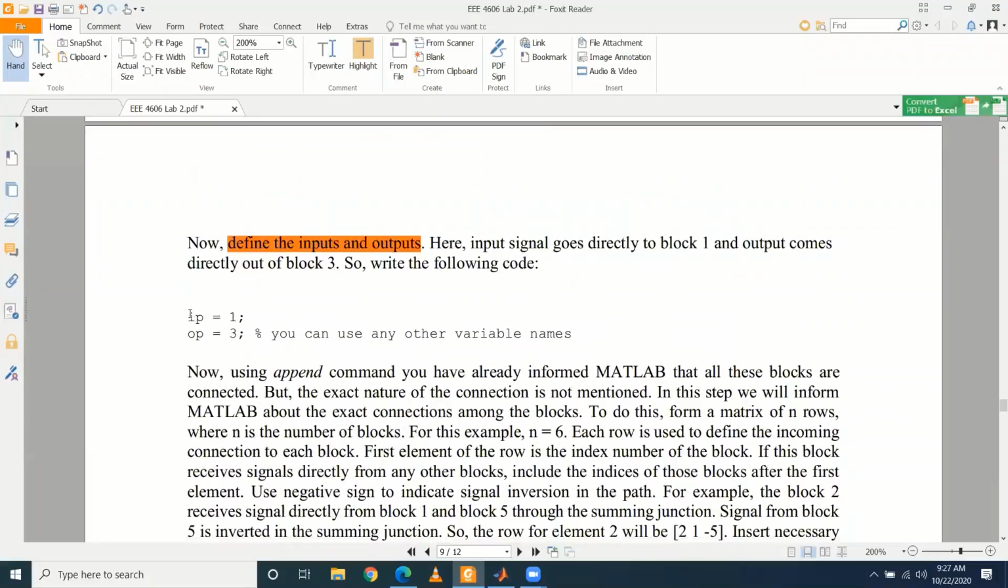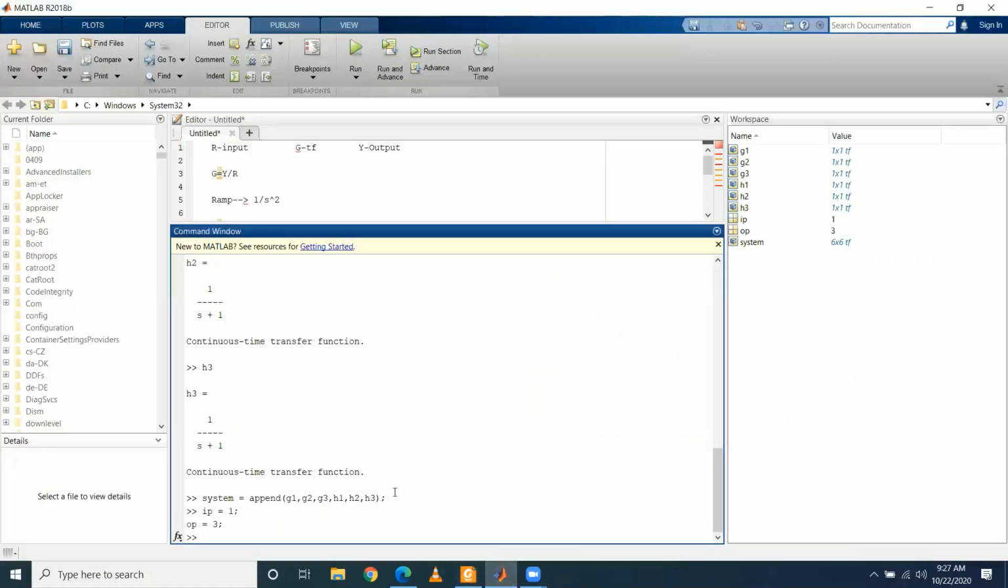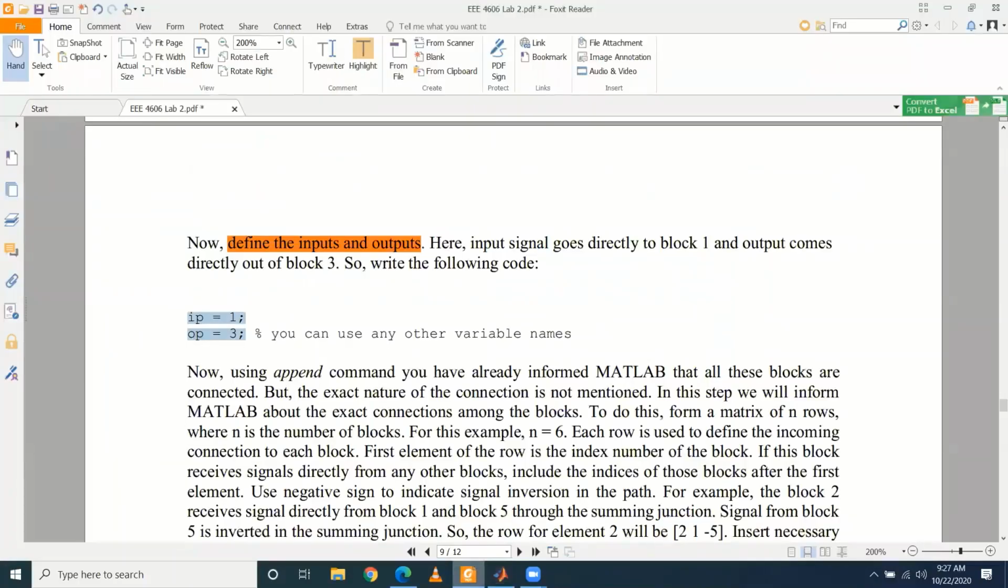So we just directly write input equal to 1, output equal to 3. That's it, directly. Input equal to 1, output equal to 3. The input is going into block 1. The output is coming out of block 3.